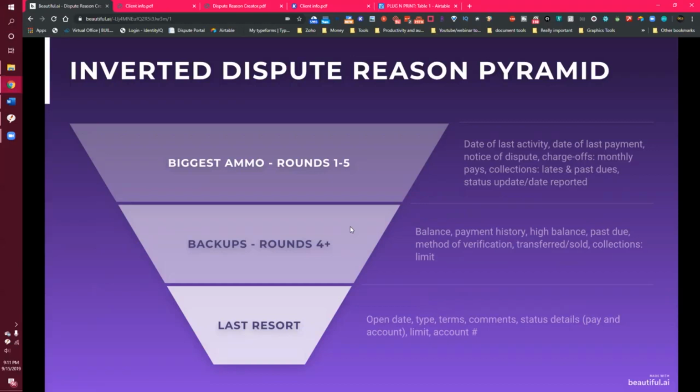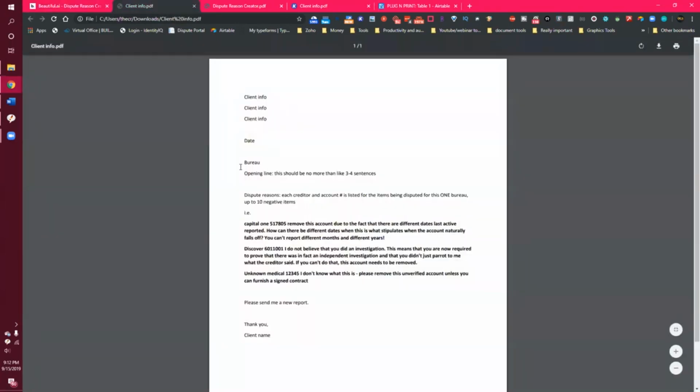You've already seen this, but it goes with this, so I am using it in this video as well, the inverted dispute reason pyramid. And this is going to show you where your biggest ammo for dispute reasons is, all right? So we're not going to go over this. We have already done that in a previous video, okay? So once again, as I mentioned, there is a more detailed tutorial for this video, all right? So if you do want to access that, you can use the link down in the description, but we are moving on.